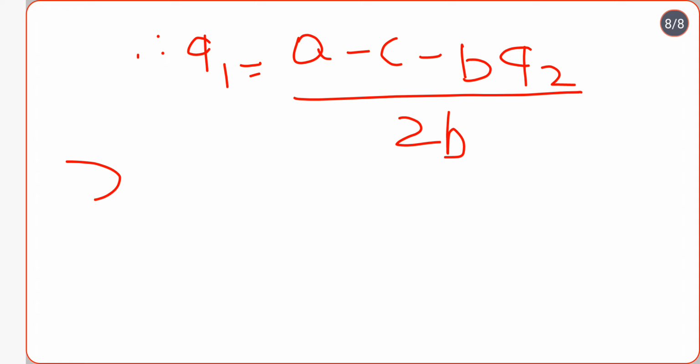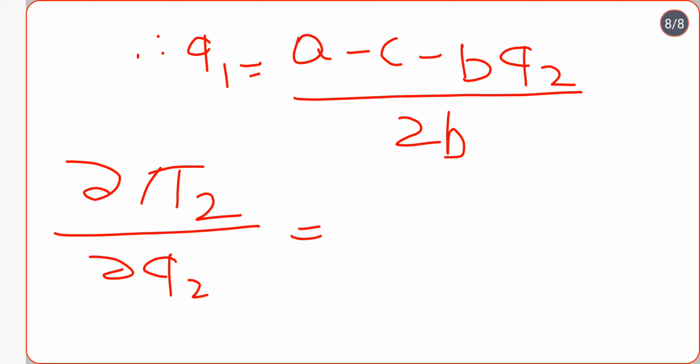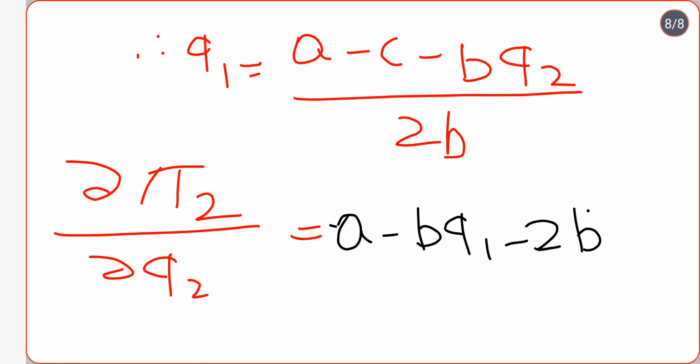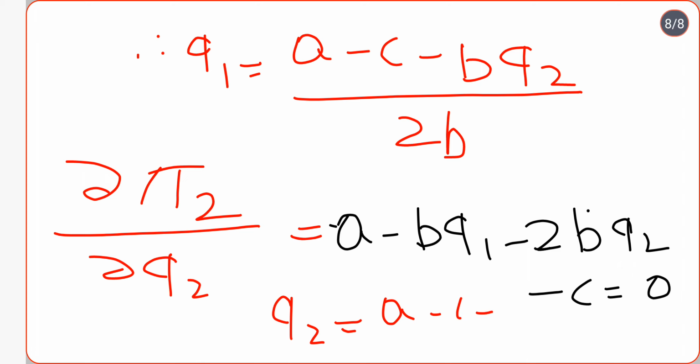Similarly, if we take the derivative of the profit of farm 2 with respect to Q2, that is the quantity produced by farm 2, we will get A minus BQ1 minus 2BQ2 minus C equals 0. Similarly, from this you can find the value of Q2, represented in terms of Q1. Q2 here will be A minus C minus BQ1 divided by 2B. So we have found the values of Q1 and Q2.